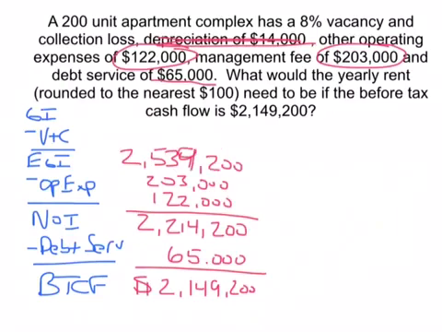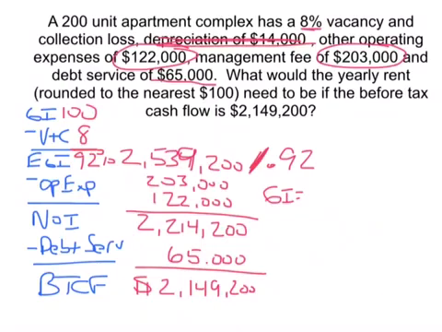All right, so gross income equals 100%. Vacancy and collection is 8%. So effective gross income is 92% of that amount. So if we're working from effective gross income, we can divide this by 92% or 0.92 and get the gross income. So gross income will equal $2,760,000. Here it's asking us what would the yearly rent be.